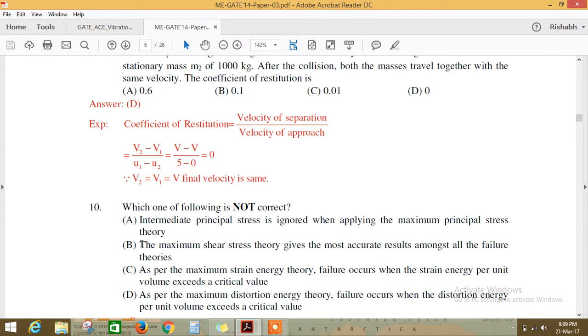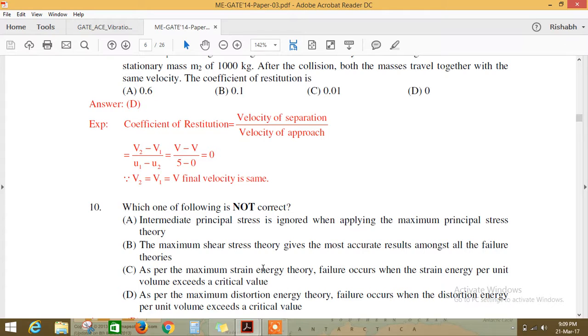The second option: the maximum shear stress theory gives the most accurate results amongst all the failure theories. This is absolutely wrong. Why? Because it is the distortion energy theory which gives the most accurate results. The maximum shear stress theory gives the safest result, actually, not the most accurate. So option B is not correct. We got the answer, but I am explaining the rest of the two also.